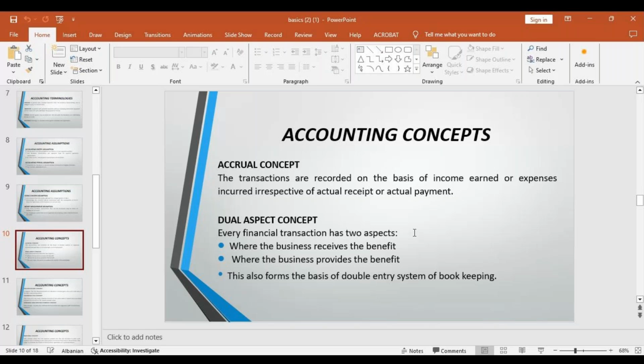Same way here, next is the dual aspect concept. It says every financial transaction has two sides, where the business receives the benefit and where the business provides the benefit. So when you are receiving the benefit, it is a discount. In the same way you will provide discount. So you are receiving 50% discount, and you are giving at least 10-20% discount to your customers. So that's how you will be using this dual aspect concept. And take only the points. Go next.